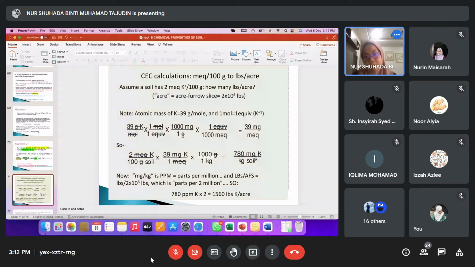Okay. So, in field, dia punya soalan complicated, dia nak tanya dalam ppm pula. Okay. So, please remember, saya nak cakap mg per kg is equal to ppm. So, berapa ppm ni? What is ppm? Kat sini, here is 780 mg per kg. Equal to how many ppm? Sharifah Insyirah? Tiba dah hafal nama.